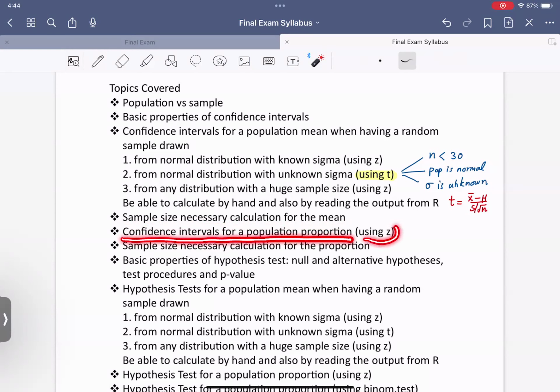This is the one where the sample size is big enough, so we can use this normal distribution, C, to help us build a confidence interval. And then we also learn the sample size necessary calculation for the proportion. Don't worry about the formula here, because all the formulas are given in the formula sheet. As long as you know how to apply it, you should be good.